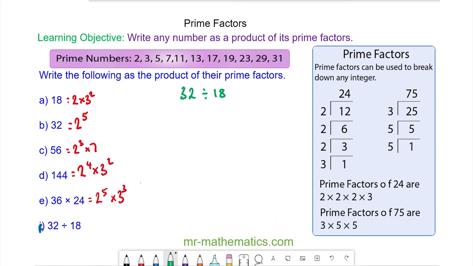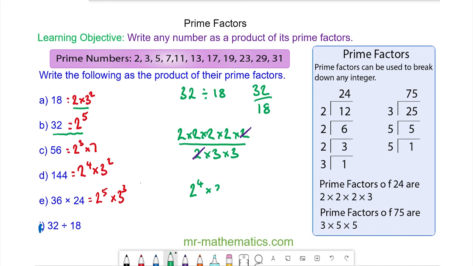And for our final question, 32 divided by 18. Well, to begin with, I'm going to write it as a fraction. And then I'm going to work out the prime factors of 32, which we know here are 2 to the power of 5. And we know that 18 is 2 times 3 squared. We can simplify this fraction by dividing both by 2. So we have 2 to the power of 4 multiplied by 3 to the power of negative 2.